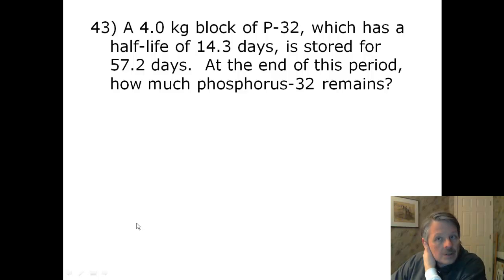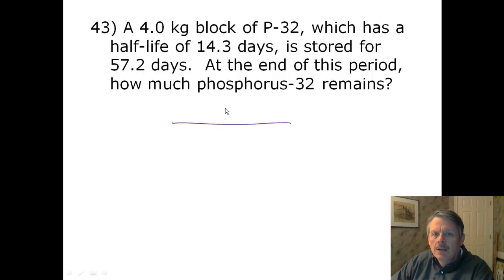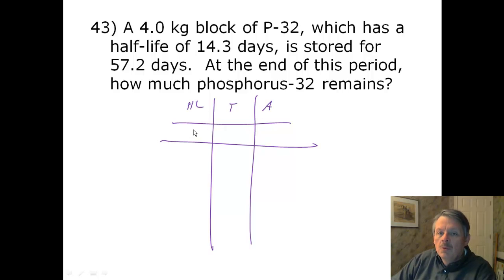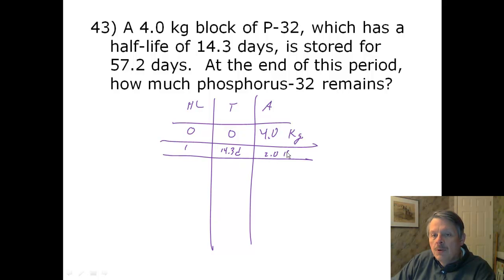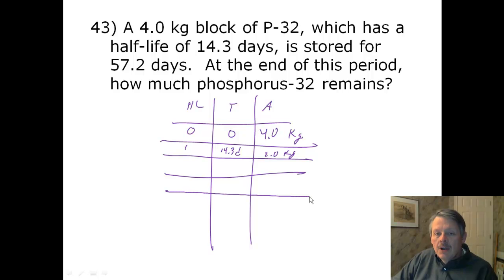Okay, number 43. We have a 4 kilogram block. We're going to do our same thing. We have half-life, we have time, we have amount, we're starting at time 0, and at the beginning we have 4 kilograms, which has a half-life of 14.3 days. So one half-life is 14.3 days, and we only have 2.0 kilograms left. It's stored for 57.2 days. So let's see how far down here we have to go.